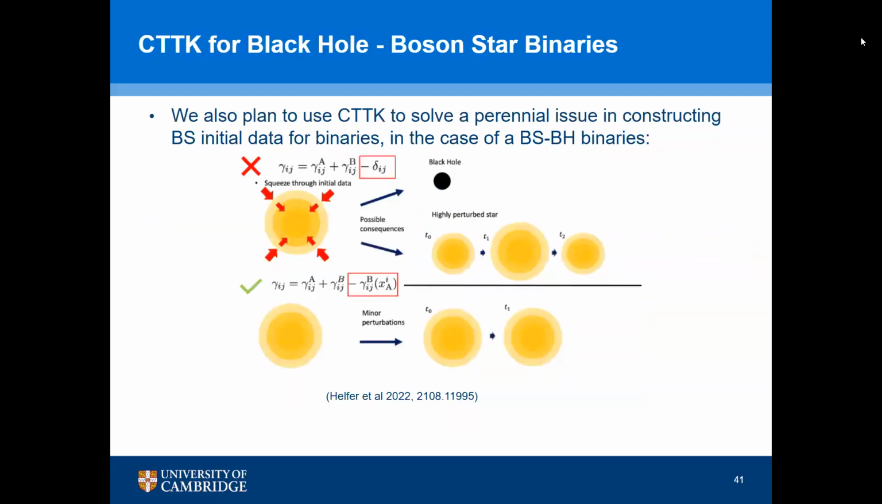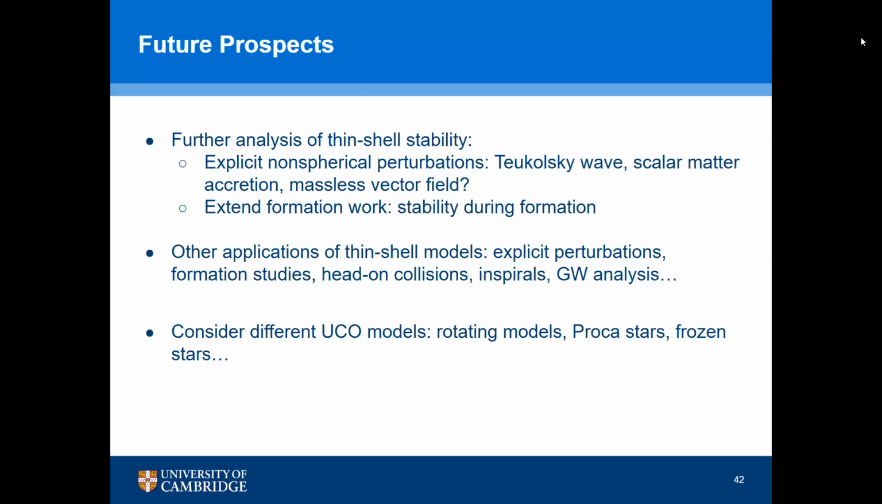I think we'll skip over this last thing, which is just that we're also going to use it for black hole boson star binaries, which is the other thing I'm working on right now. To write initial data for those, to remove these kinds of spurious oscillations that you generally get with binary initial data for boson stars otherwise. But yeah, I can answer questions about that if anyone's interested. But otherwise, that's the end.